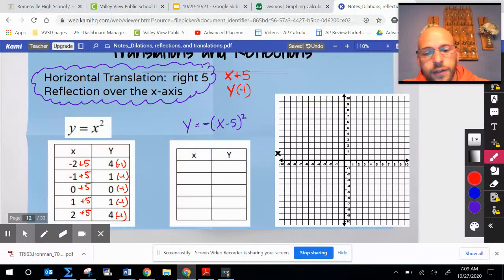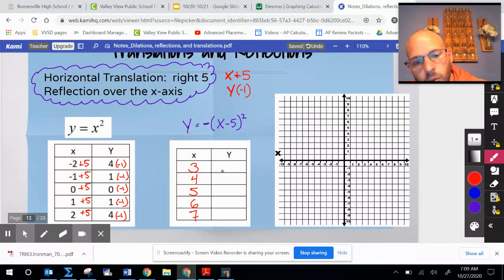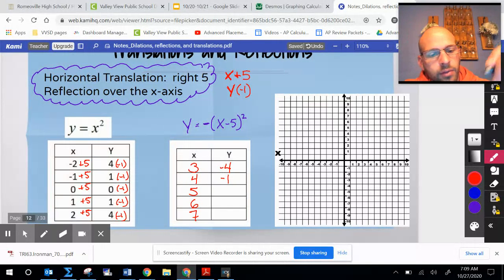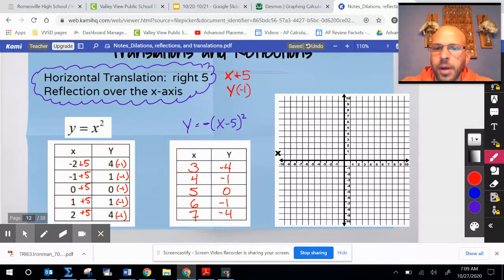So negative 2 plus 5 is 3. Negative 1 plus 5 is 4. 0 plus 5 is 5. 1 plus 5 is 6. And 2 plus 5 is 7. 4 times a negative 1 is a negative 4. 1 times a negative 1 is a negative 1. I'm going to have a 0. I'm going to have a negative 1. And I'm going to have a negative 4. Again, I just multiplied all the y values by a negative 1 because of the reflection.